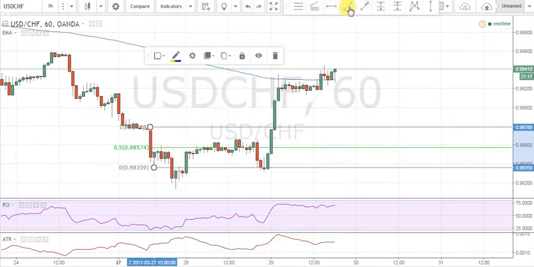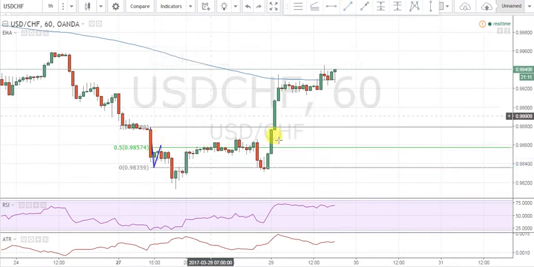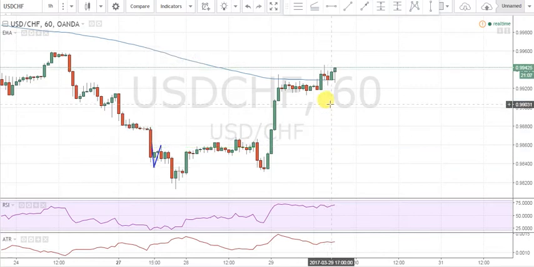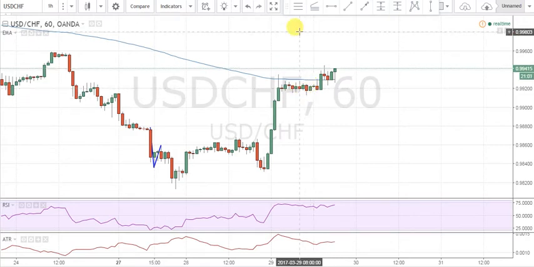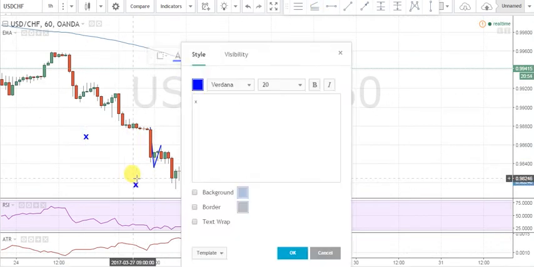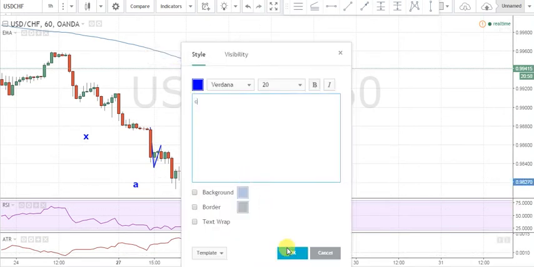So if I were to draw a line, this is the X leg, this is the X to A and A to B leg. So now we have our X to A and A to B. We are looking for our B to C. A B to C leg is usually a 1.272 to 1.618 retracement of the X to A leg, which is, let me just write it out for you. X to A to B to C.